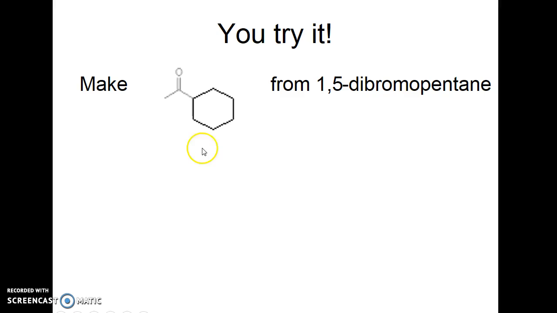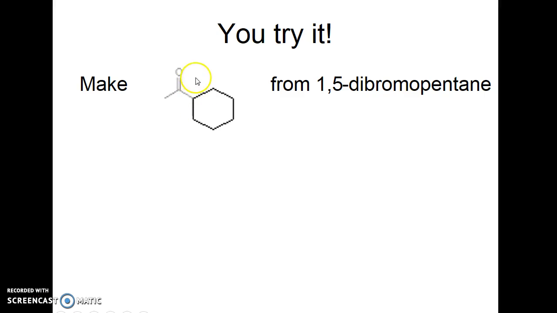Go ahead and try this. Try to make methyl cyclohexyl ketone from 1,5-dibromopentane. Well, 5 carbons. Where are there 5 carbons? It would have to be in here. 1, 2, 3, 4, 5.